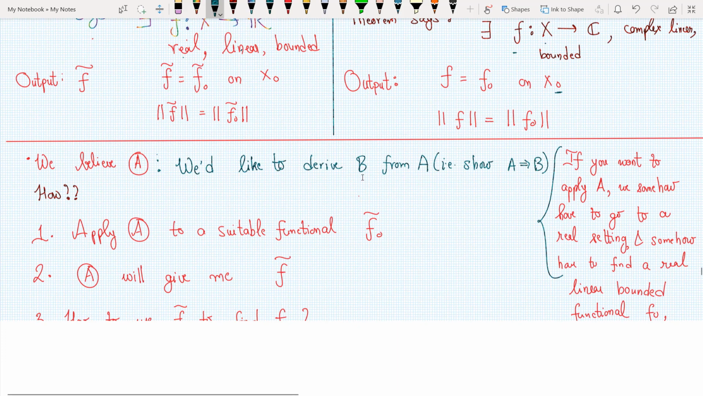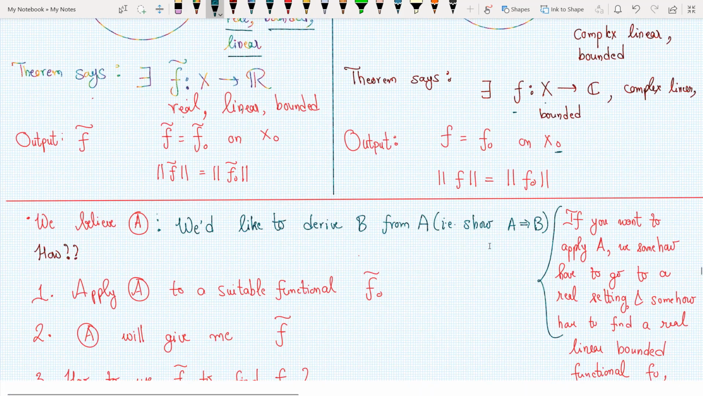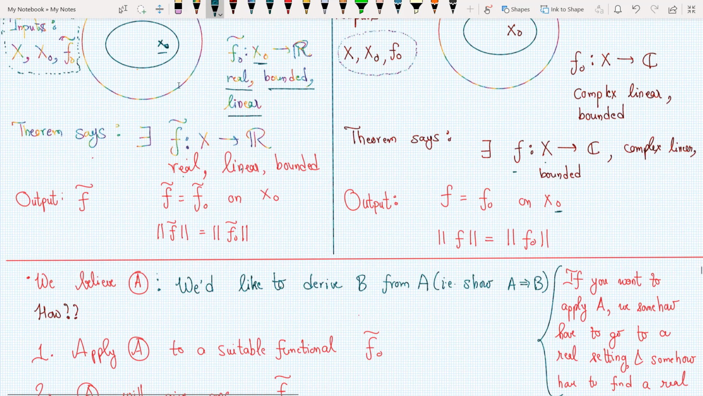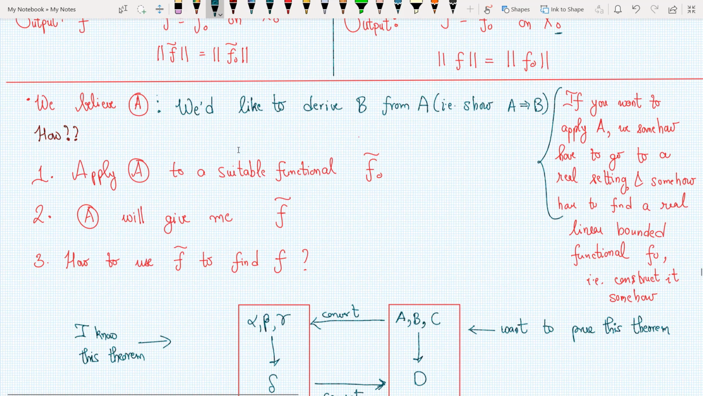So we'd like to derive B from A, of course. So that is to show that A implies B. And how? If you want to apply A, you somehow have to go to a real setting and somehow find a real linear bounded functional f naught. And how would we do it?